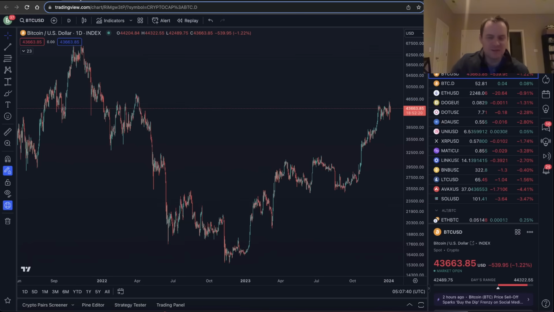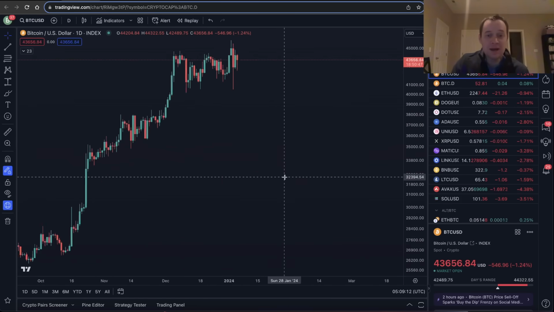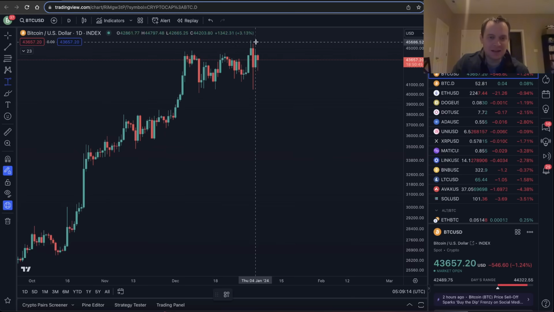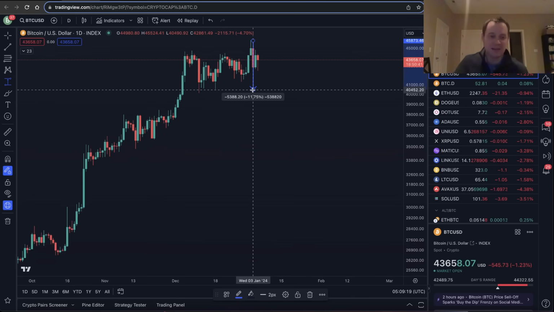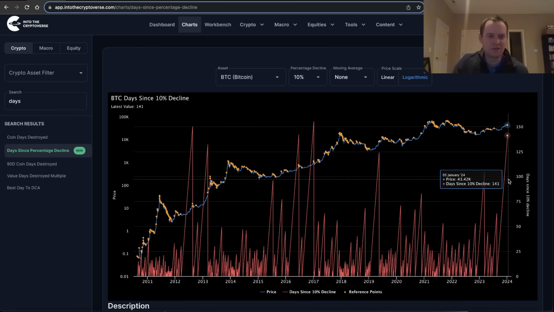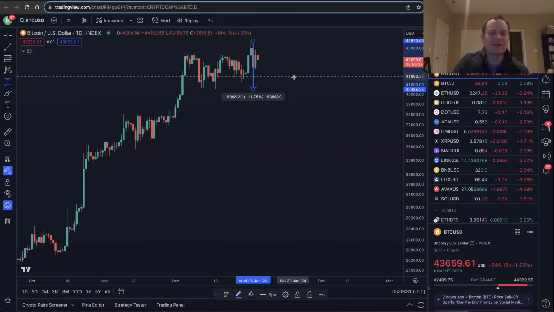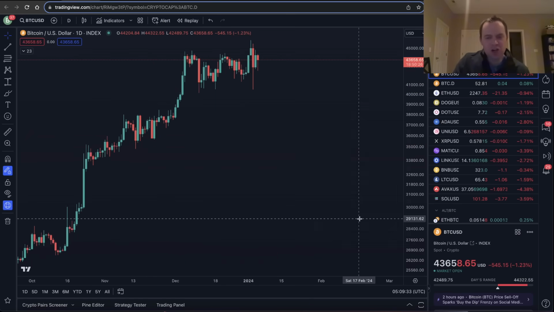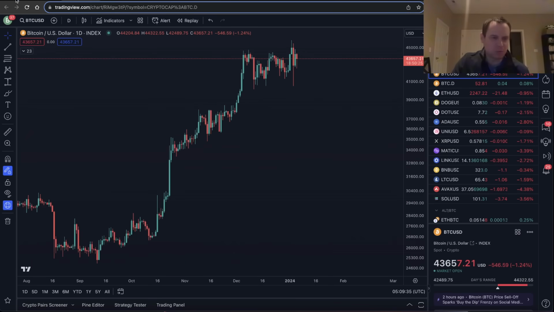So, for instance, if you were to look at the price chart of Bitcoin, you may notice that recently we had a 10% decline. We just had one, literally yesterday. Okay? So, when we look at the chart, though, it'll say, no, it's been 141 days since we've had a 10% correction. So, how can that be? I need to explain the methodology behind the chart so that you understand it. If we don't understand the methodology, then it's basically pointless.